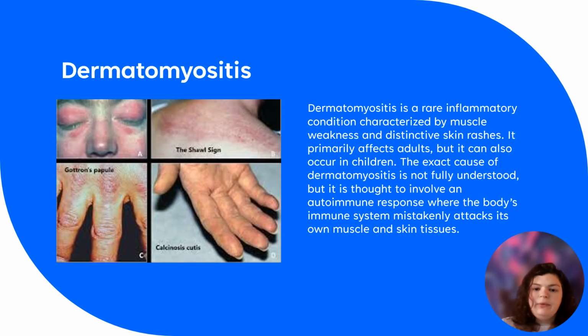Dermatomyositis is a rare inflammatory condition characterized by muscle weakness and distinctive skin rashes. It primarily affects adults, but it can also occur in children. The exact cause of this condition is not fully understood, but it is thought to involve an autoimmune response where the body's immune system mistakenly attacks its own muscles and skin tissues.